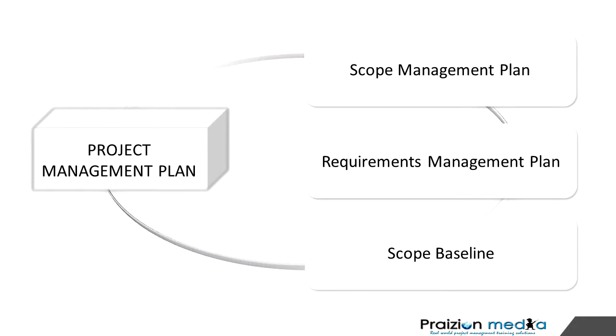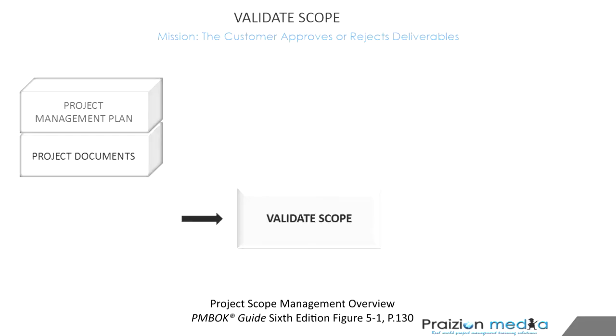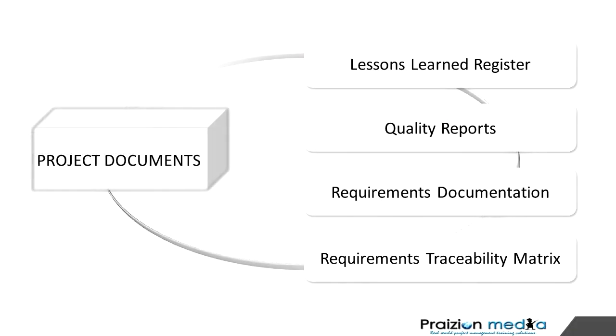We're in scope right now, okay? So as you're carrying out validate scope, you want to take a look at your project management plan to understand how did we say we would carry out validate scope. You also have as a potential input project documents: lessons learned register, quality reports, requirements documentation, and the RTM. Those could be possible inputs here. Why do you need a requirements traceability matrix? Because if you're checking a deliverable, you want to check it against that requirements traceability matrix. You want to check it against requirements documentation.